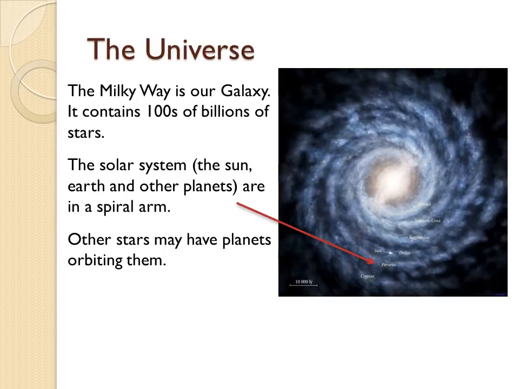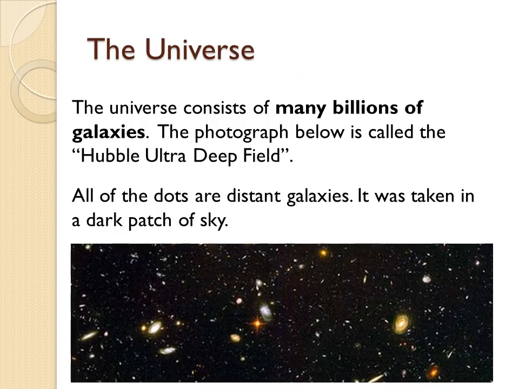The Milky Way is our galaxy. It contains hundreds of billions of stars. The solar system, you are here, somewhere in an outer arm. And the universe consists of many billions of galaxies. This is one of my favourite photographs taken by the Hubble Space Telescope. Every one of these dots is a distant galaxy, each containing hundreds of billions of stars.